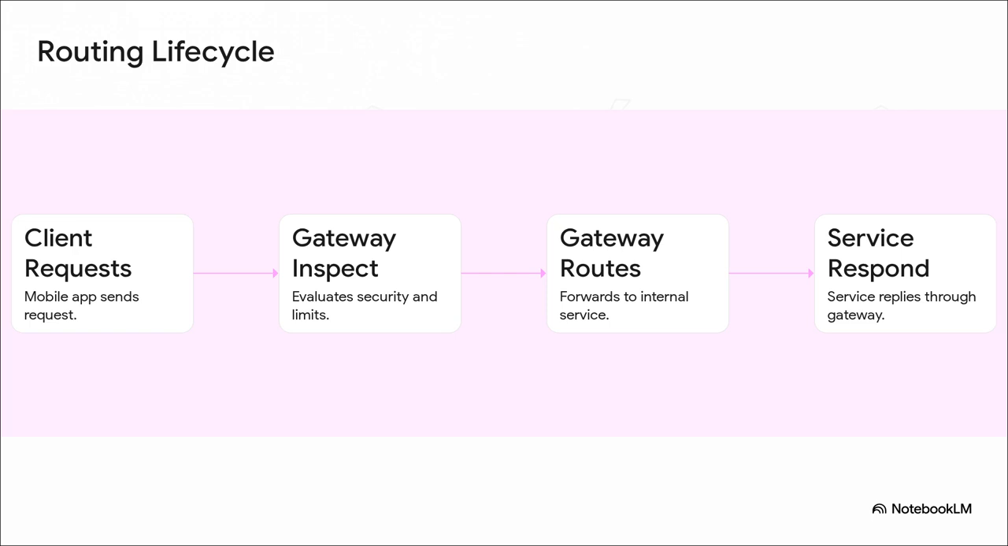Step 2, the gateway inspects the request. It actually pauses to evaluate. Okay, who's sending this? Is this traffic suspicious? Has the user blown past their rate limits?